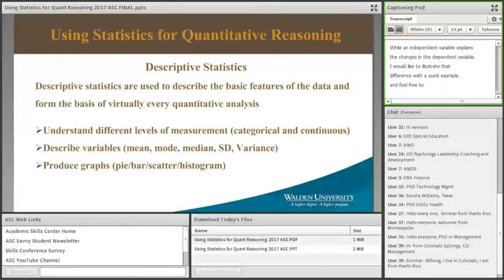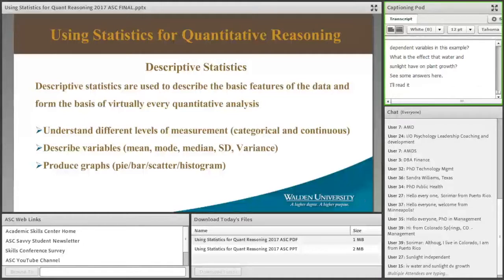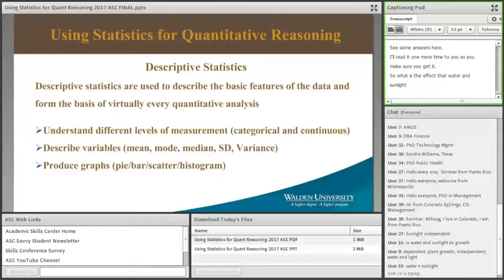I would like to illustrate that difference with a quick example, and feel free to chime in the text box, chat box. Can anyone identify the independent and dependent variables in this example? What is the effect that water and sunlight have on plant growth? See some answers here. I'll read it one more time to you so you make sure you get it. Okay, what is the effect that water and sunlight have on plant growth? Oh, look, I'm starting to see correct answers in here.